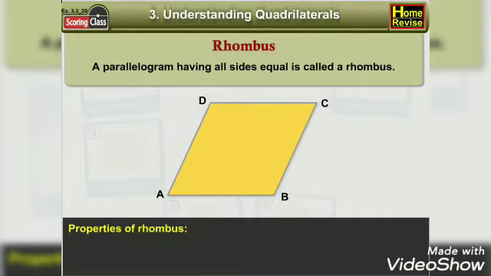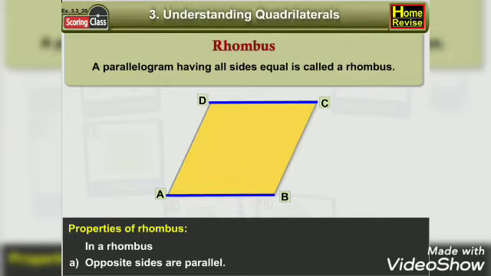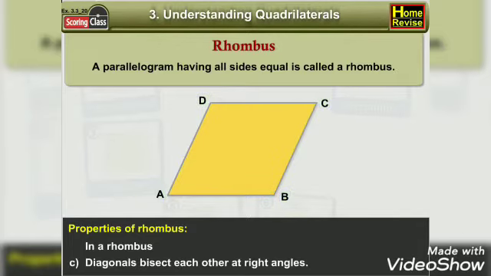Properties of rhombus. In a rhombus, A. Opposite sides are parallel. B. All sides are equal. C. Diagonals bisect each other at right angles.